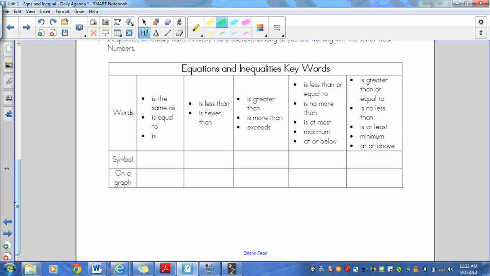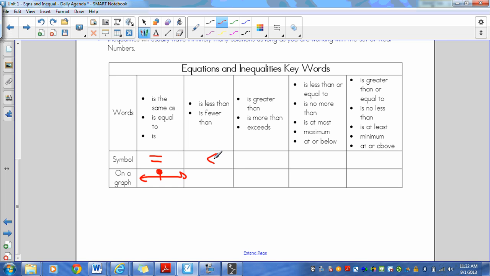If you notice, Common Core is a ton about the words. And so there's lots of words that mean equals, less than, greater than. And so we have a little chart here. When I get charts like this, I put them on flashcards. You might want to put the equal sign on the front of the flashcard, and on the back, write is the same as, is equal to, is. Those are all words that mean equal to when you get a word problem. On a graph, what you're going to see is a dot, a filled in dot, and that means that it's equal to.